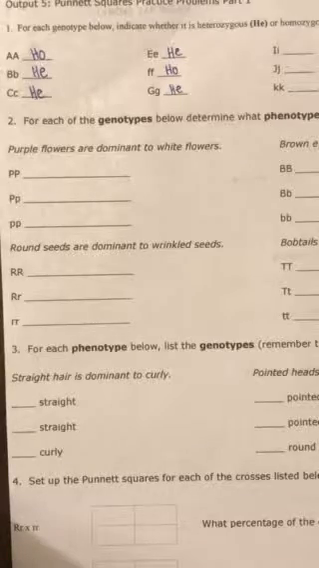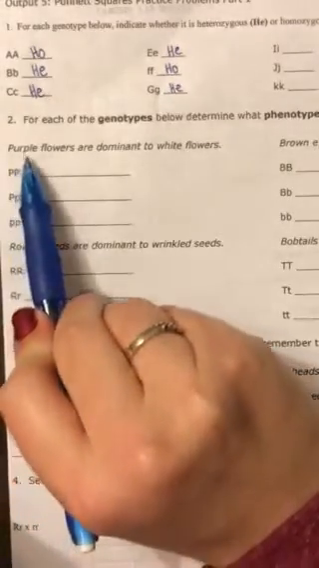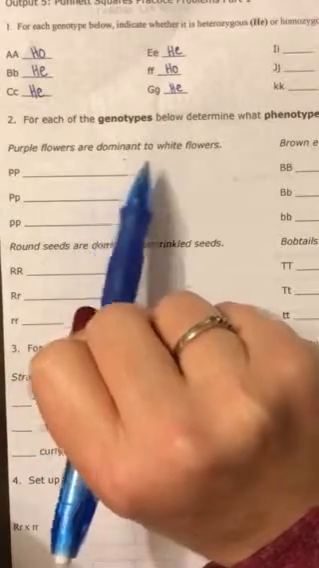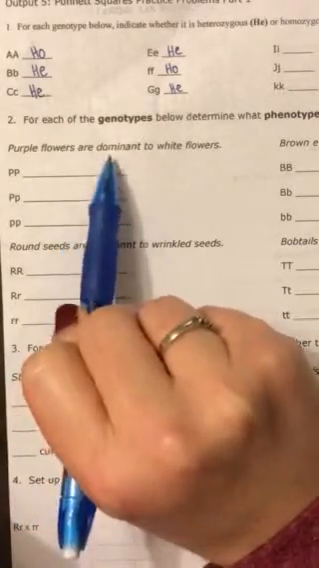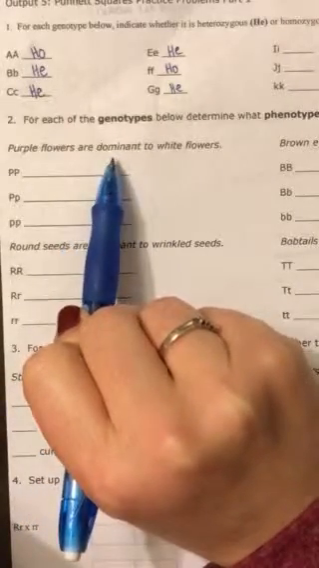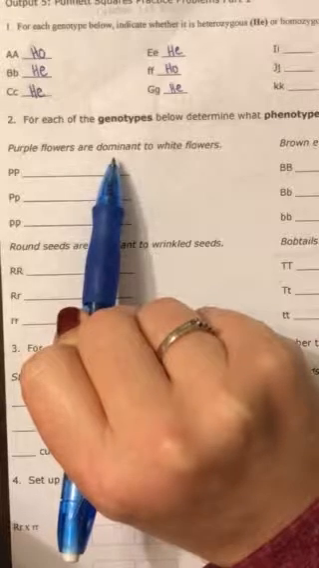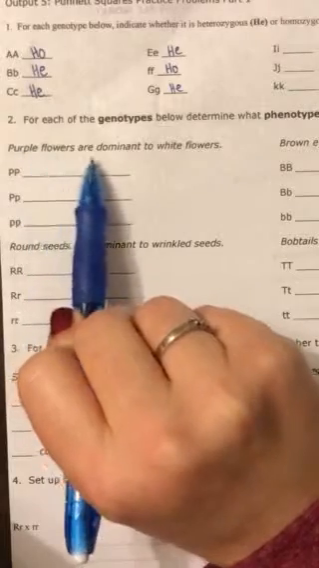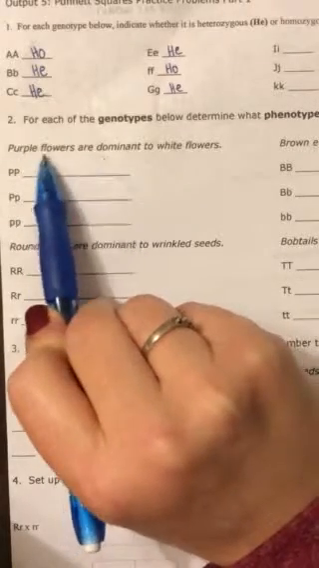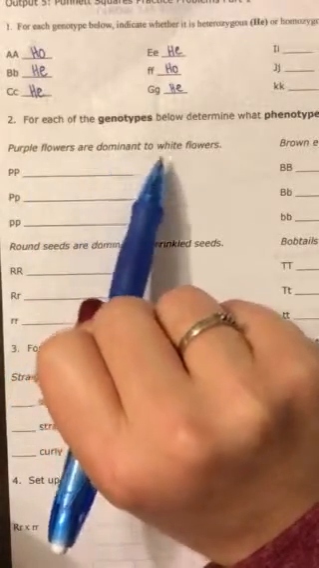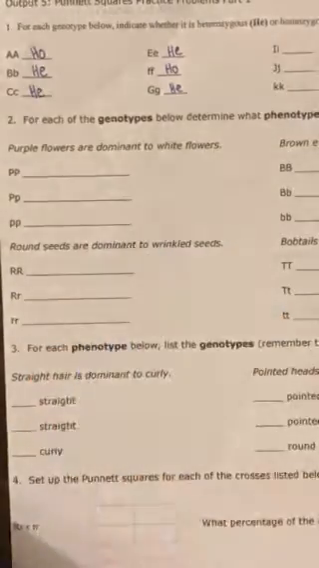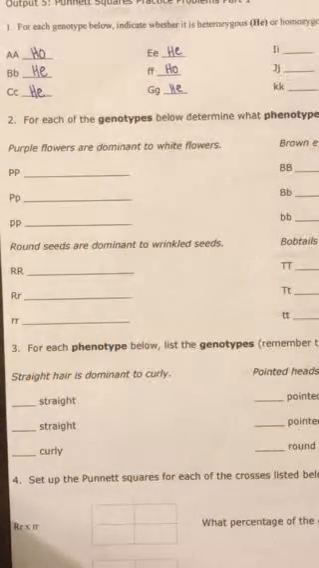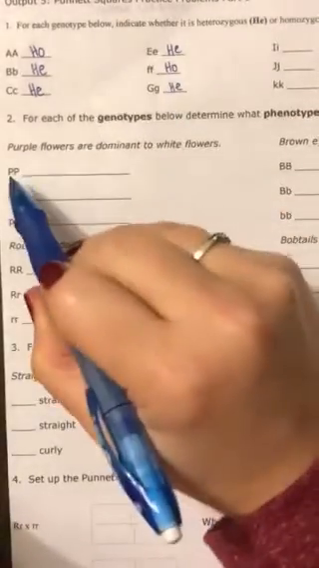In this first question, it tells us that purple flowers are dominant to white flowers. So remember, dominant, that means it's going to take over and show. If it's at all present, the only time we're not going to see the dominant attribute showing, which is purple flowers, is if there's no dominant alleles around. It's only recessive alleles.